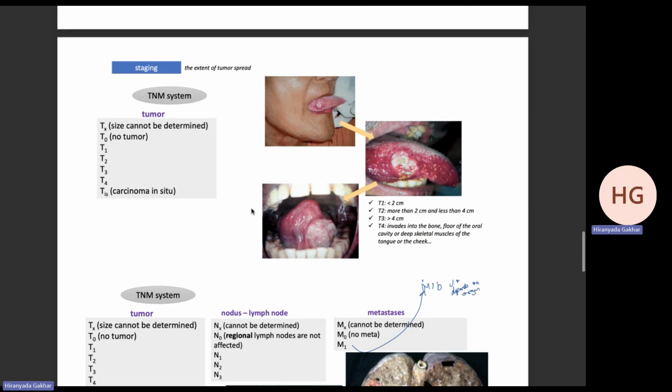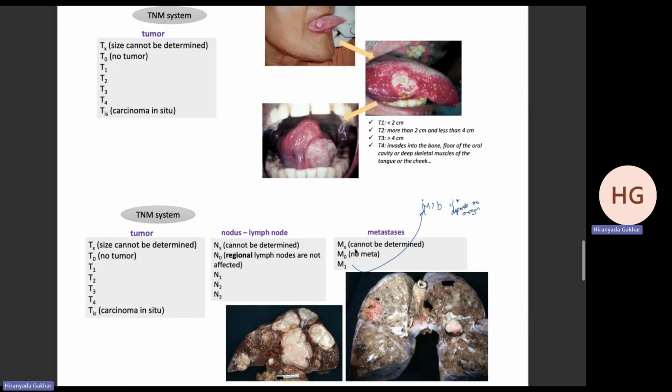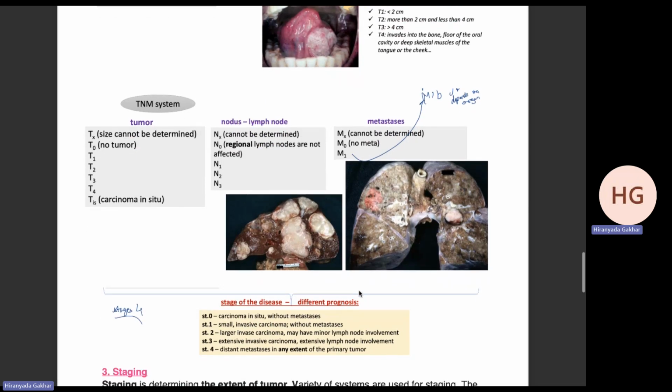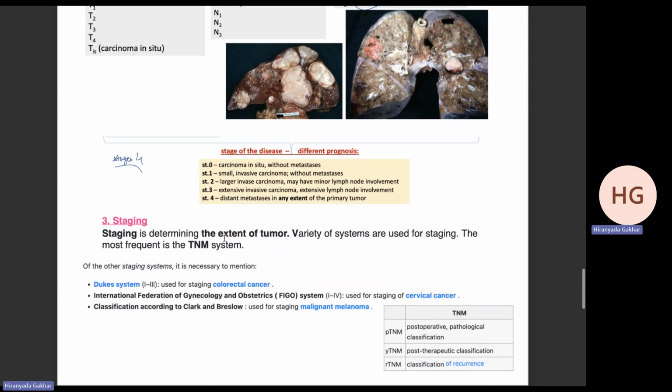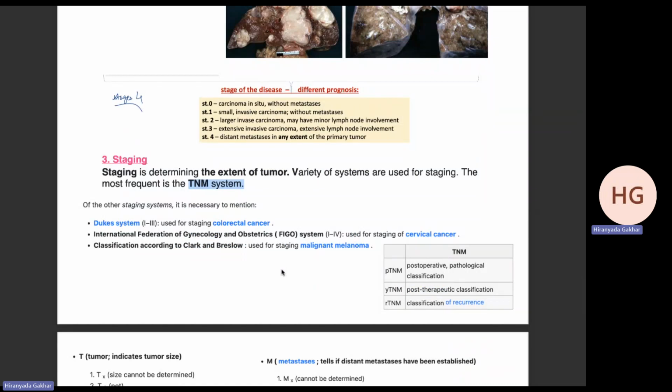And the M in TNM stands for metastasis. So MX means that it cannot be determined. M0 is when there is no metastasis at all. And M1 means that there is metastasis. So again, staging tells us the extent of the tumor. There are different systems used, but the most common and the most frequent one is the TNM system or the TNM classification for staging of tumors.